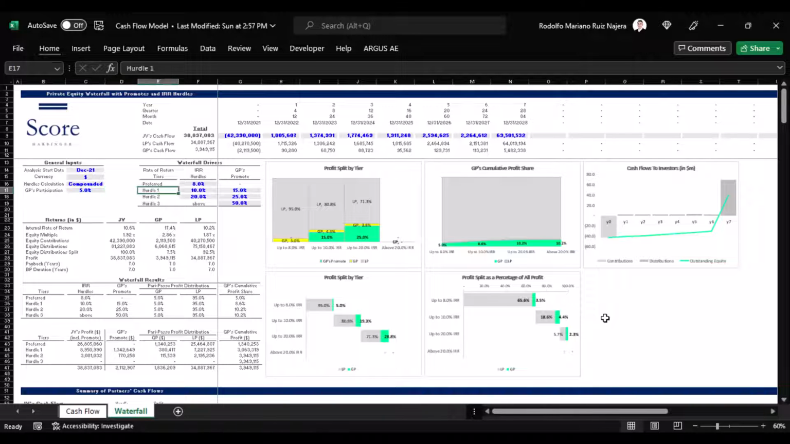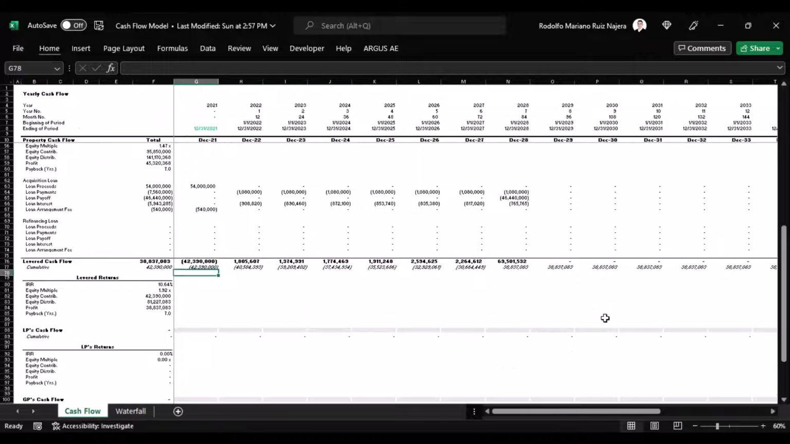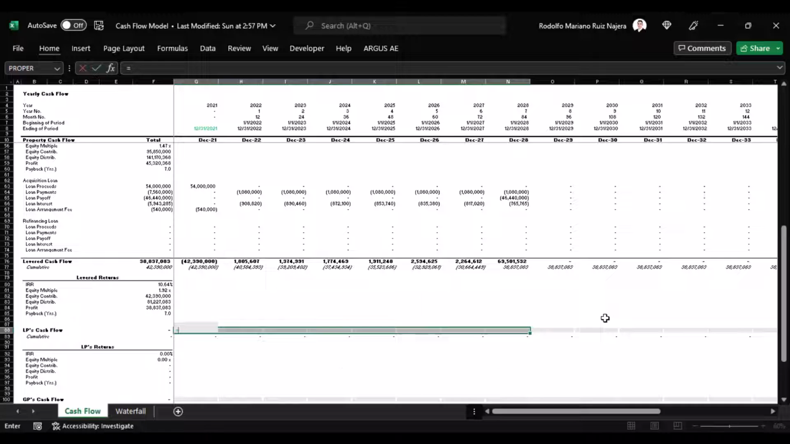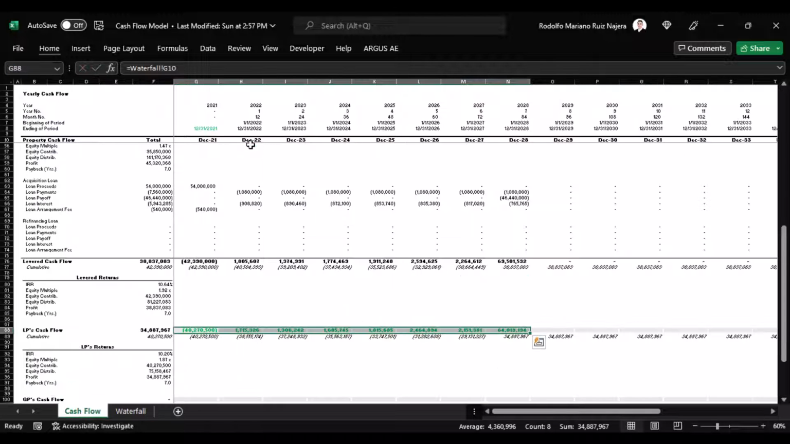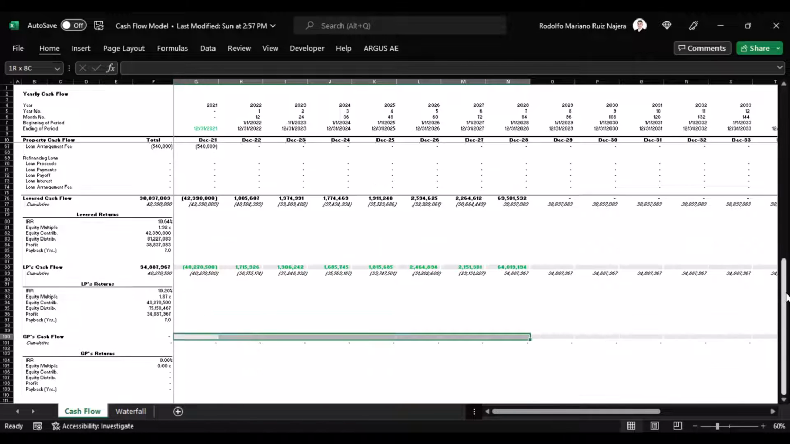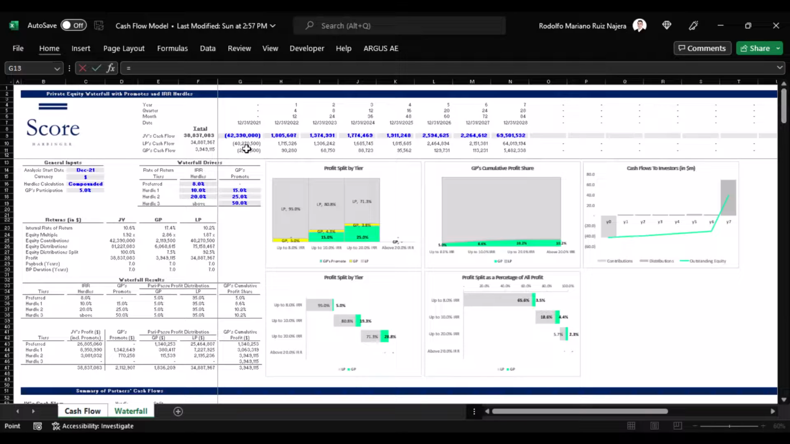We now determine the GP's participation. We define what our IRR hurdles would be along with our corresponding promotes. We can now finally proceed to link the LPs and GPs cash flows from our promotes waterfall model into our cash flow model to consolidate all flows into a single statement.